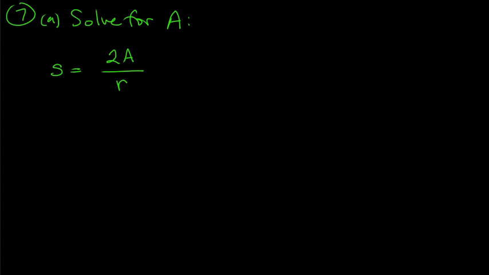So we can think of this as s over 1 equals 2a over r. And what you have is a proportion, so you can just cross multiply. You can do 1 times 2a, and that has to equal s times r.